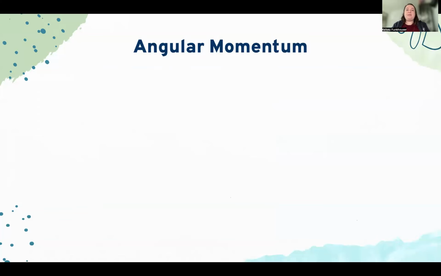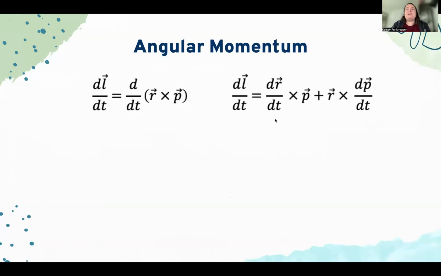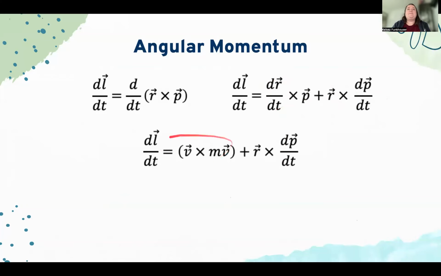We can find some other relationships with angular momentum by taking the derivative with respect to time. And how this works for a cross product is that we end up with the derivative of the radius with respect to time, here crossed with the momentum, and then the radius or distance crossed with the derivative of the momentum with respect to time. This dr/dt is just velocity. So we end up with velocity crossed with momentum, which is mass times velocity.